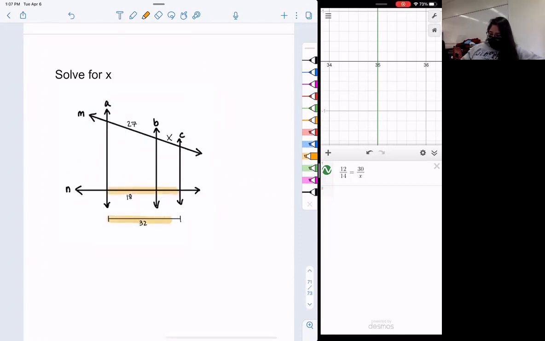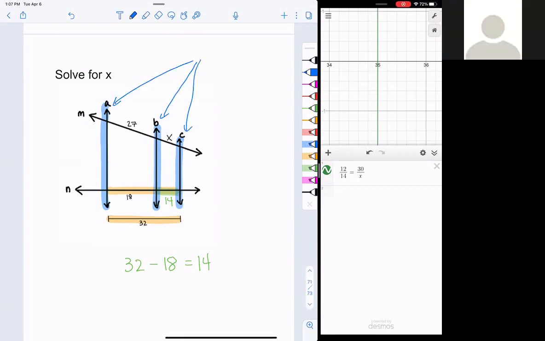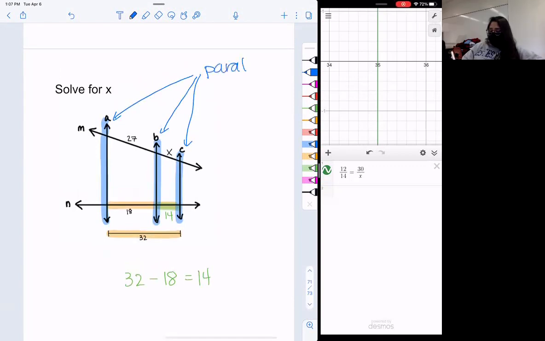All right, so this 32 is the whole thing. So you have 32 minus what? 18, which gives me 11? 14. Okay, 14. And that's 14 right here, okay? So then I know that A, B, and C are what, Platero? Platero. Very good. Parallel. If they're parallel, that means the shape is proportional. So if it's proportional, I have 27 goes with what, Brian? 27 goes with what?